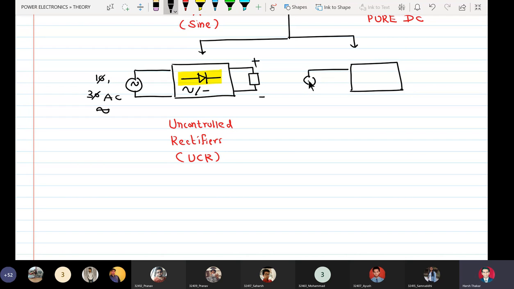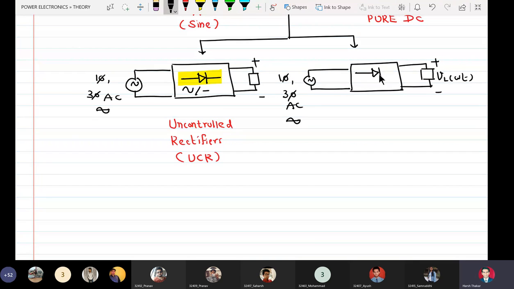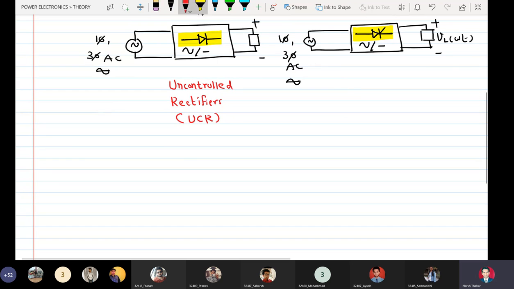On the other hand, if an AC to DC system again takes a single phase or three phase sinusoidal AC as an input, and generates a non-zero average content or pure DC at the output, but this system contains one or more SCRs, it is called a controlled rectifier or a converter. Here it is an SCR, here it is a diode. These systems are called controlled rectifiers or simply converters.